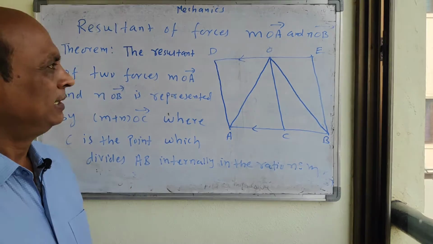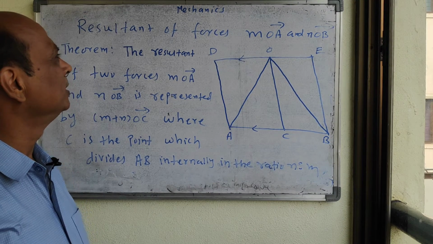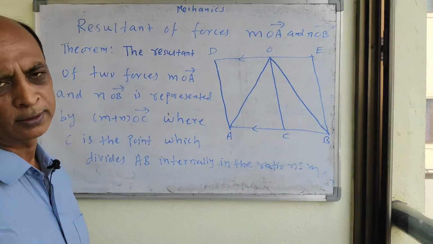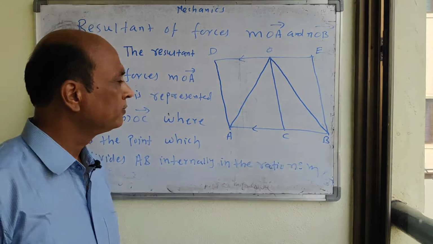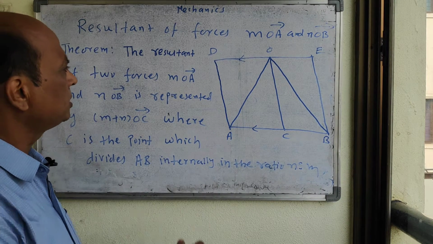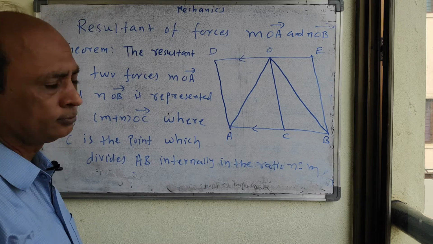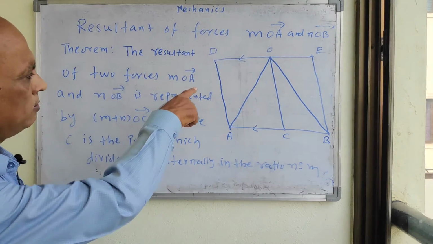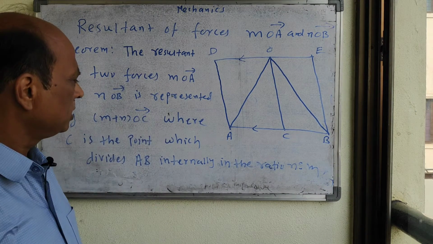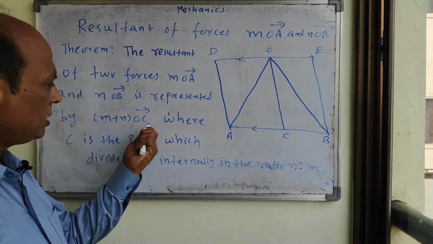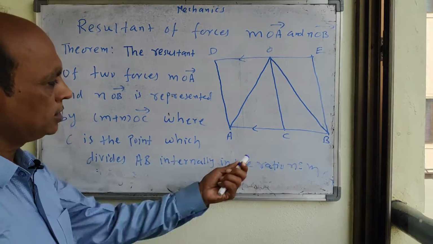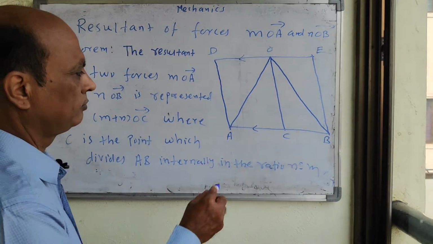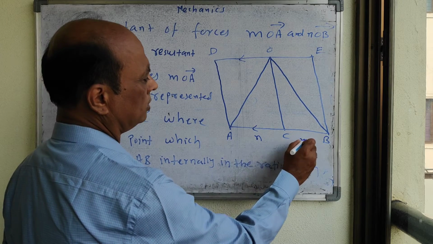Hello students, in today's lecture we will study the resultant of forces m OA bar and n OB bar and one theorem regarding this. So observe this figure here. There is one theorem. Its statement is: the resultant of two forces m OA bar and n OB bar is represented by (m plus n) OC bar, where C is the point which divides AB internally in the ratio n to m.